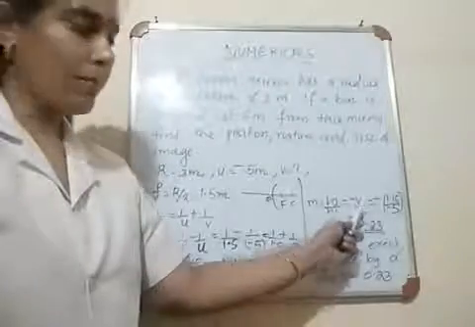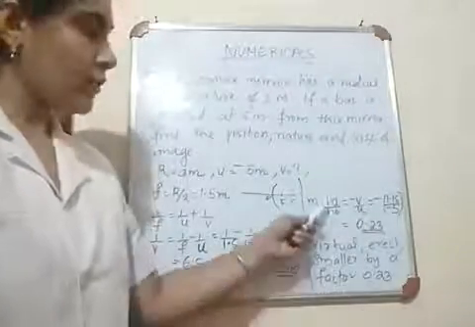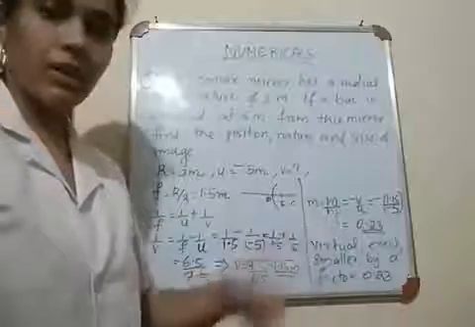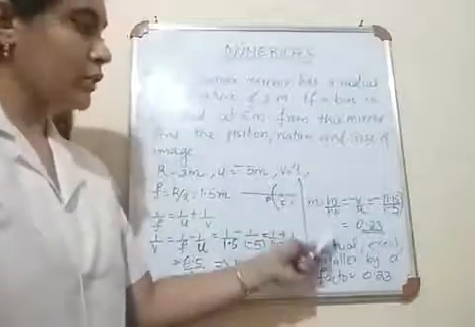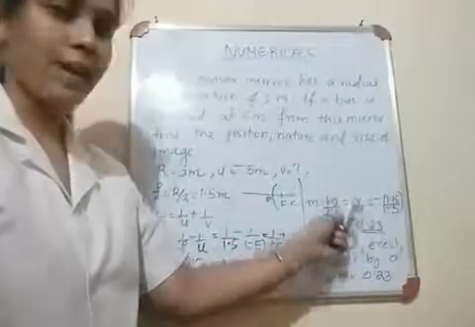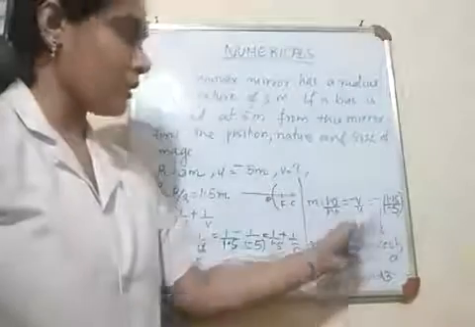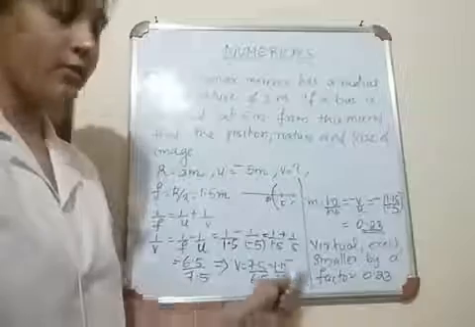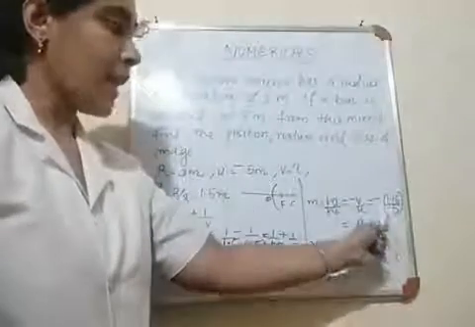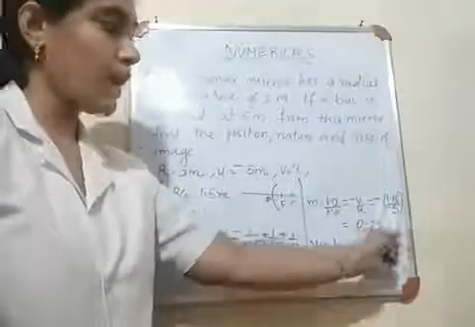Also we have another formula, minus v by u. Here we don't know about the height of image and height of object. So we need to use the second formula, minus v by u. Equal to minus, what is v? V is obtained 1.15 by minus 5. What is u? U is minus 5.